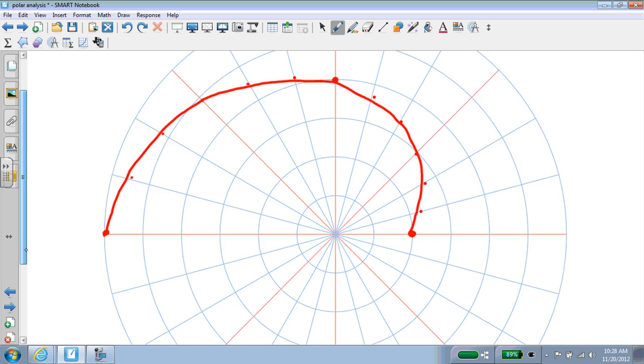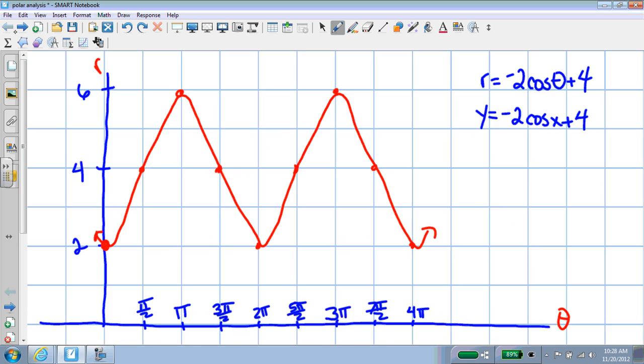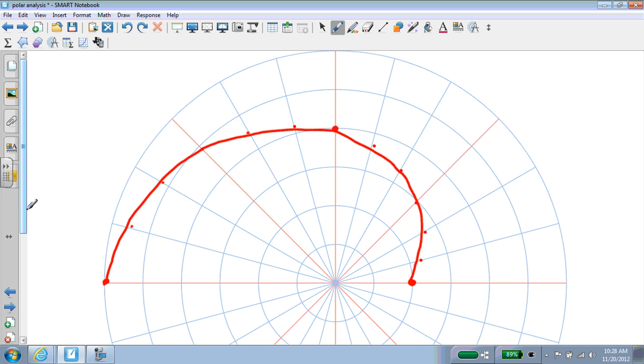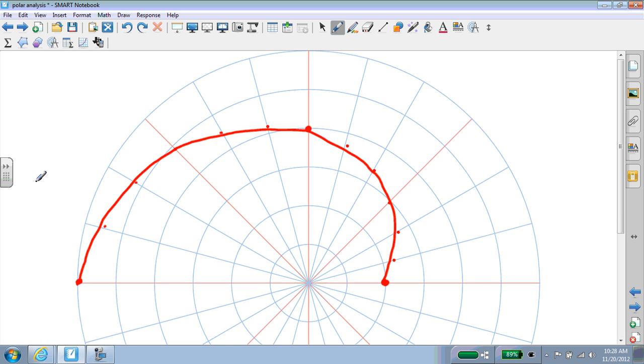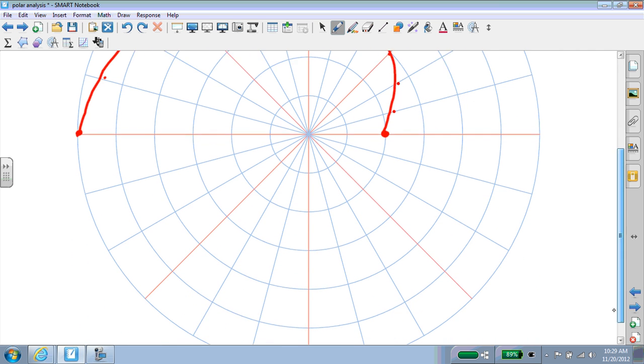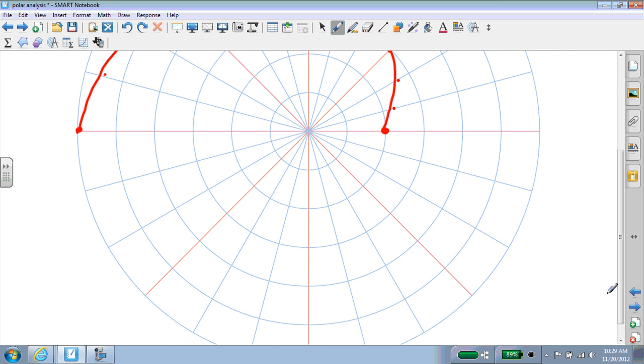Okay, oops. So now let's go back and see what happens. At 3 pi over 2, we have a radius of 4. And at 2 pi, we have a radius of 2. At 3 pi over 2, we have a radius of 1, 2, 3, 4. And at 2 pi, we have a radius of 2.